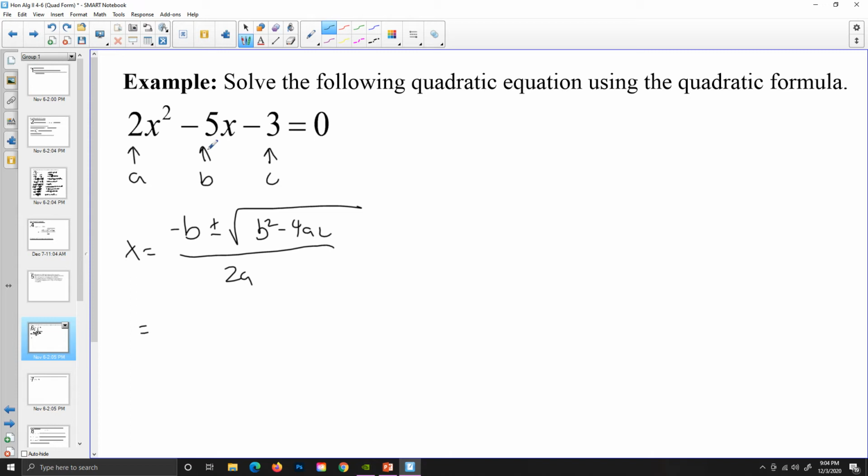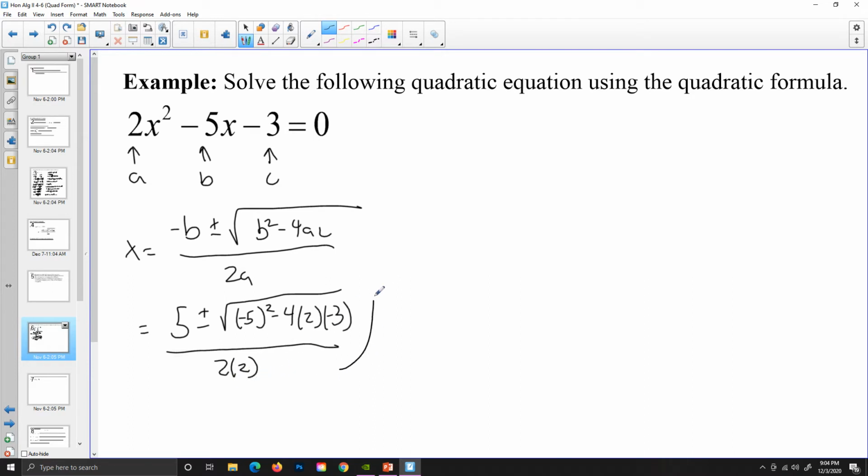So, b in this case is negative 5. So, negative 5 is going to be positive 5. Plus or minus the square root of negative 5 quantity squared minus 4 times 2 times negative 3 all over 2 times 2. That is the a. So we'll go up here and we'll simplify. So I've got my plus or minus the square root. All right, let's see here.